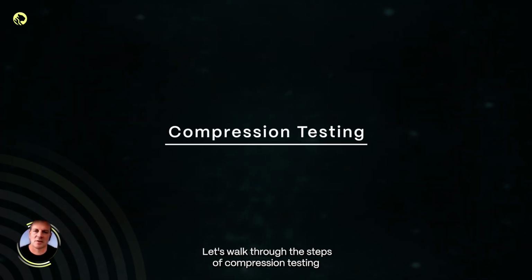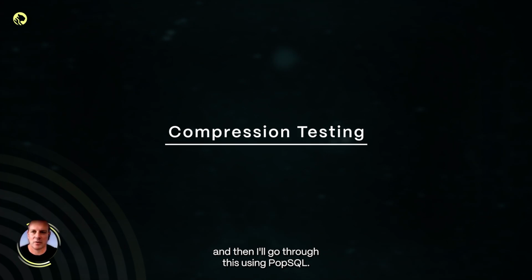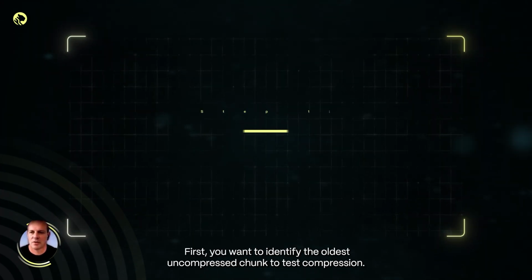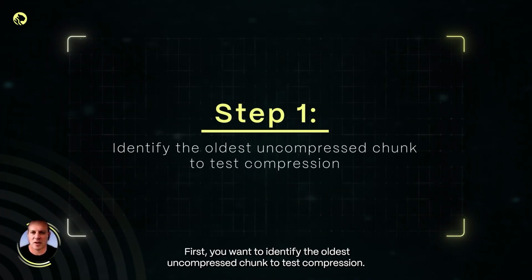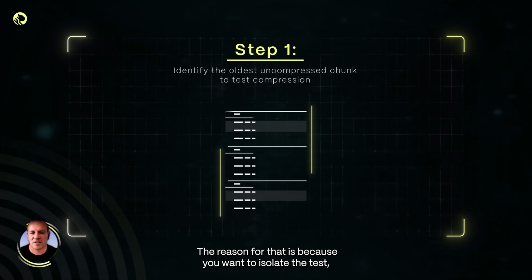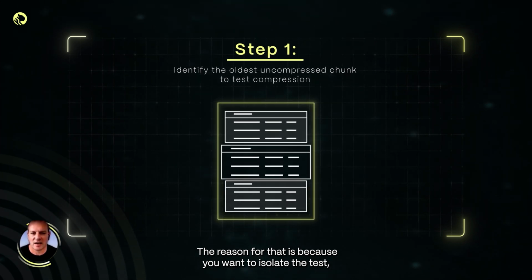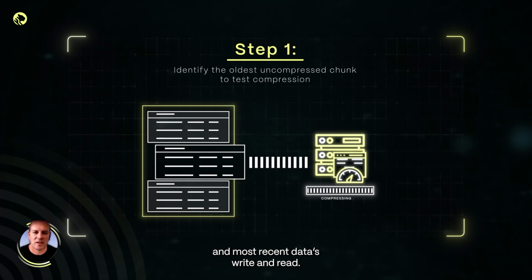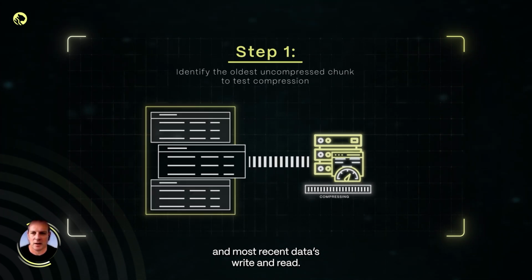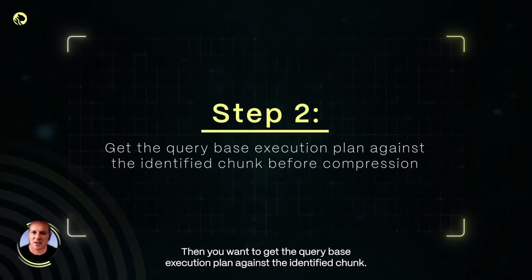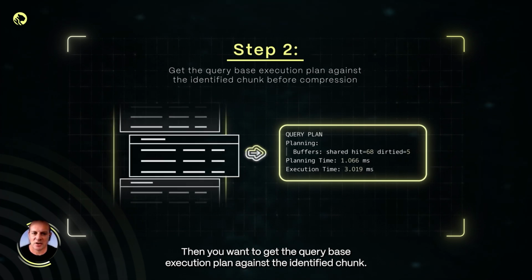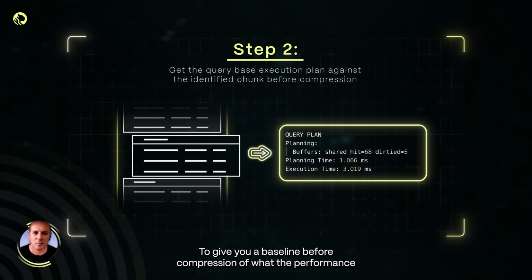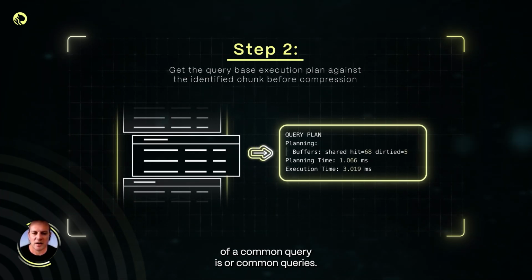Let's walk through the steps of compression testing, and then I'll go through this using Popsicle. First, you want to identify the oldest uncompressed chunk to test compression. The reason for that is because you want to isolate the test so that it doesn't affect your newest chunks and most recent data write and read. Then you want to get the query execution plan against the identified chunk to give you a baseline before compression of what the performance of a common query is, or common queries.